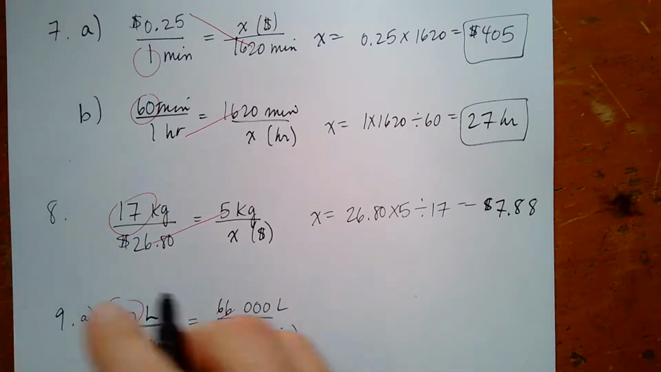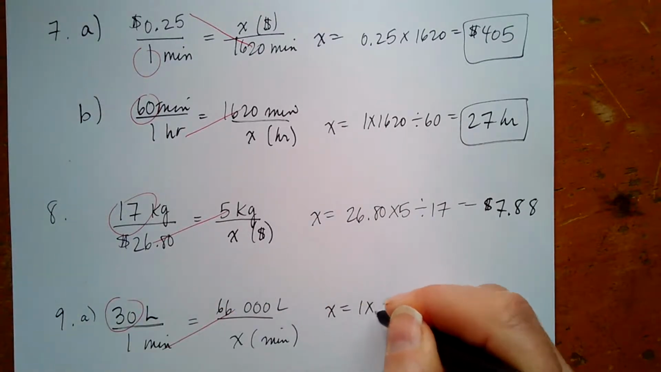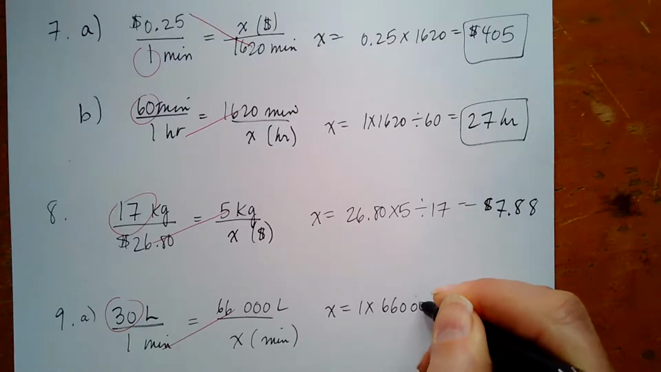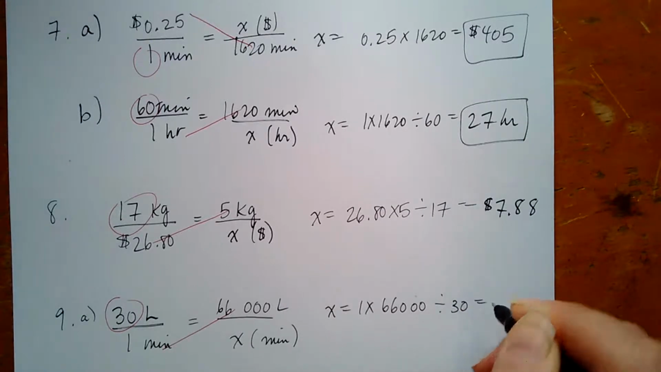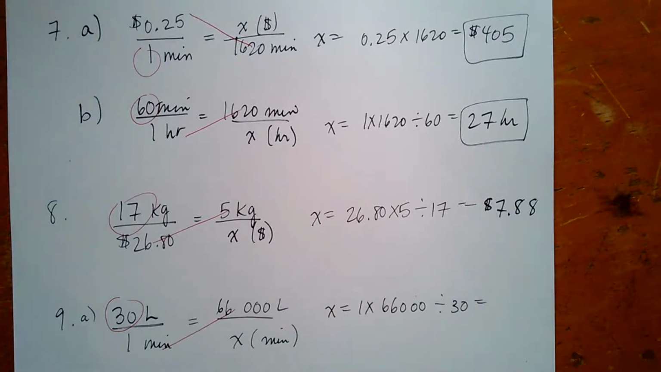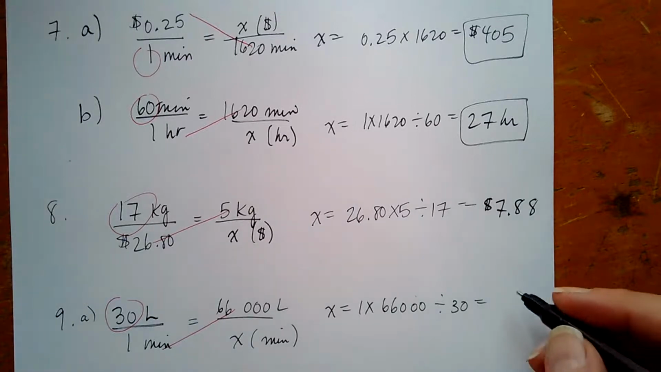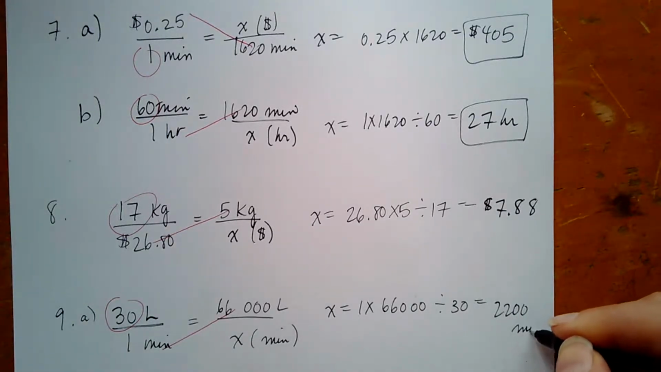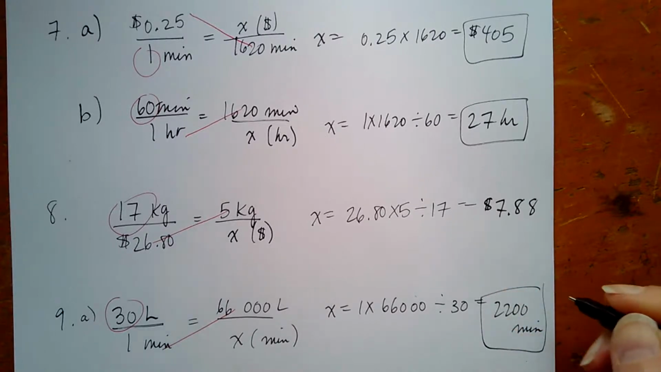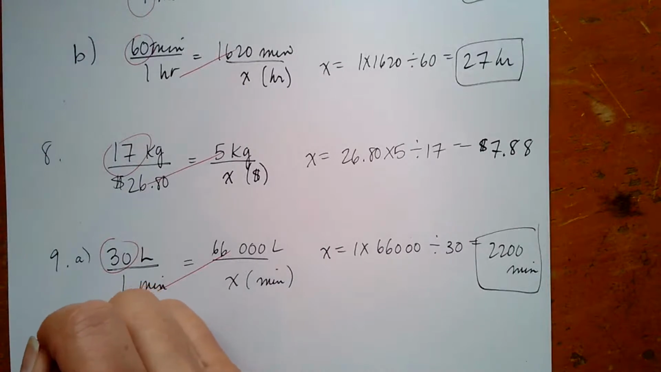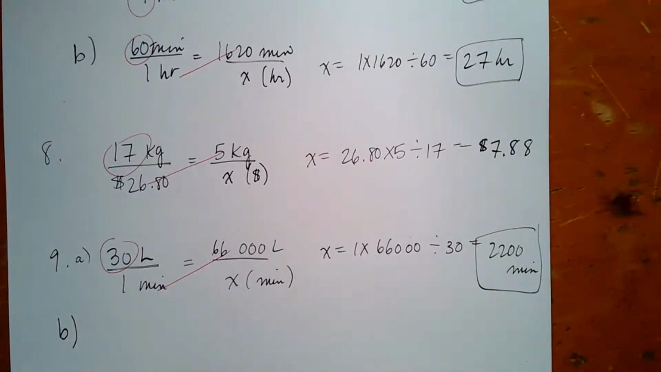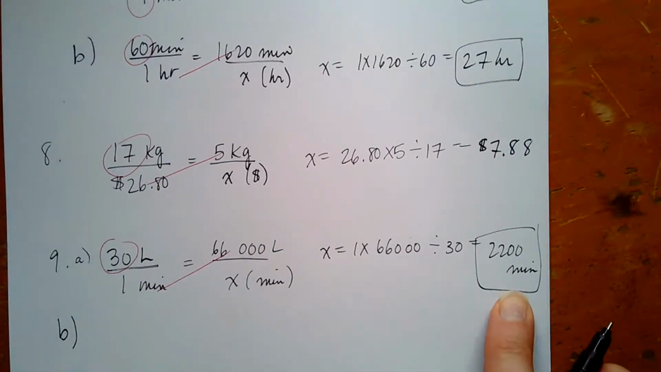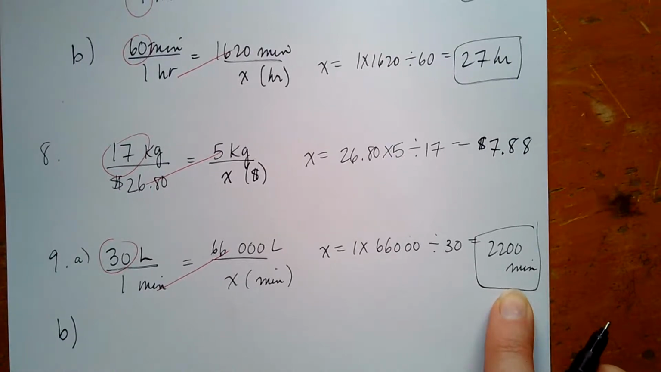Okay, let's see. 1 times 66,000 divided by 30. 2,200 minutes. Okay, how many days will that take? Okay, let's try to do this the quick way. I have 2,200 minutes.